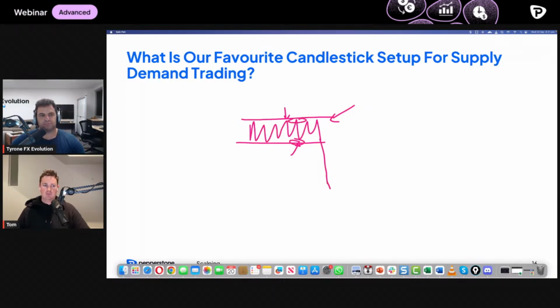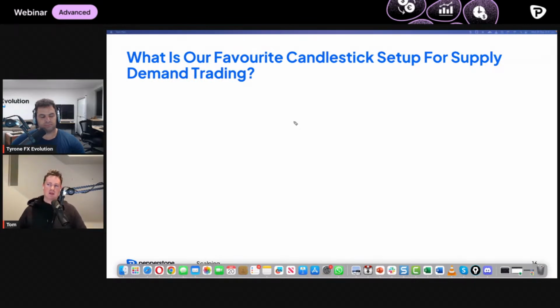Also, from the aspect of my favorite candlestick pattern to be used with these, again, I would probably go with the doji. And what I'd be looking at is markets to come back to dojis.